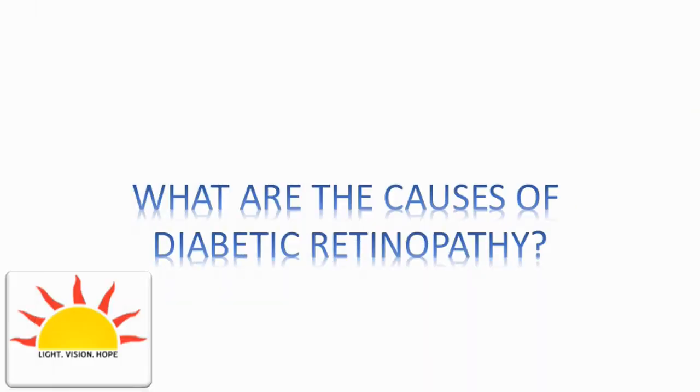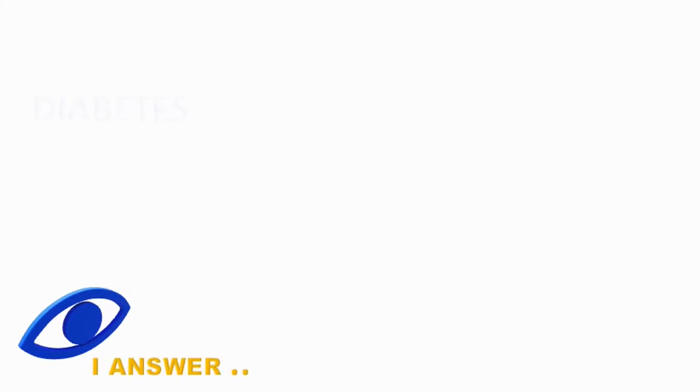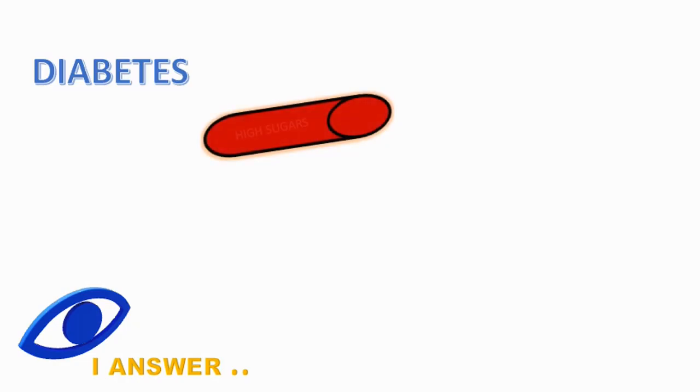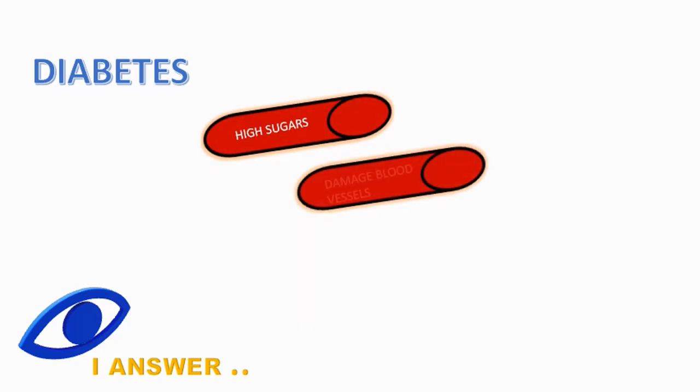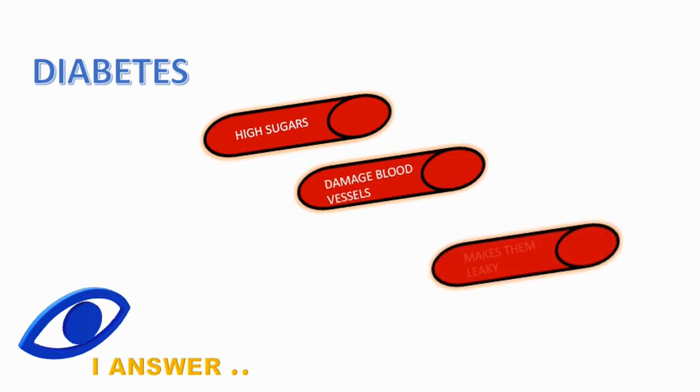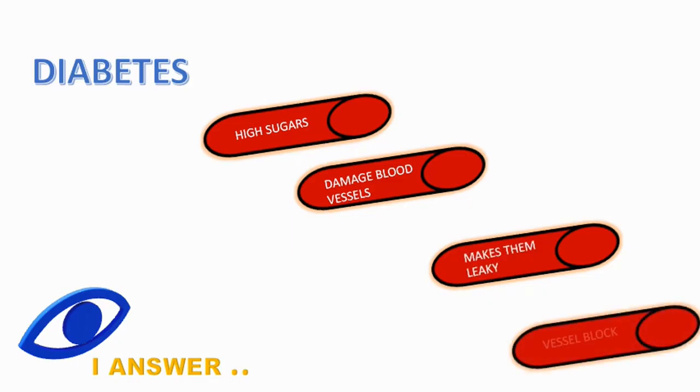What is the reason for the development of diabetic retinopathy? Diabetes results in high blood sugars being stagnated inside the blood vessels of our body, which can in turn damage the blood vessels themselves, leading to leakage from these damaged blood vessels and eventually leading to blockage of their lumen.